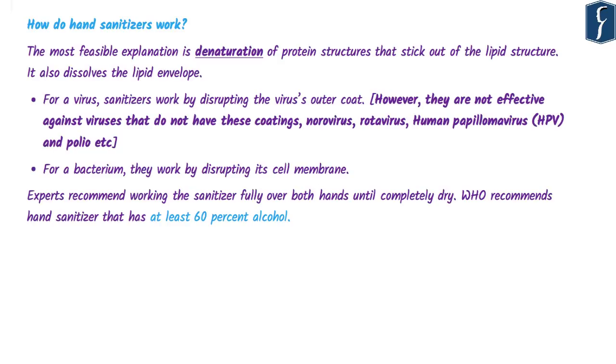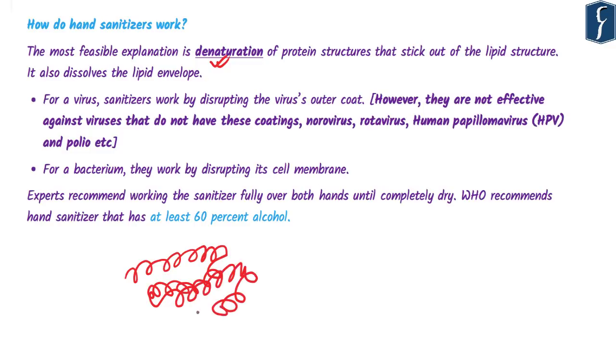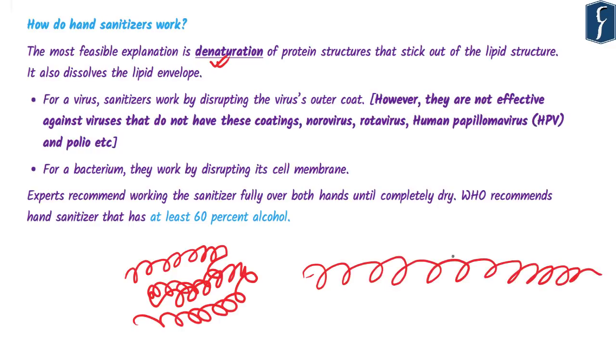Or to put it differently, how do hand sanitizers break down the outer lipid layer of a virus? Because if the outer lipid layer of the virus is gone, the virus is gone. It does it in two ways. One is called denaturation. Denaturation is a process in which the entangled structure of a protein breaks down into a simple linear structure. This process of converting the entangled structure of the protein into a simple structure is called denaturation.